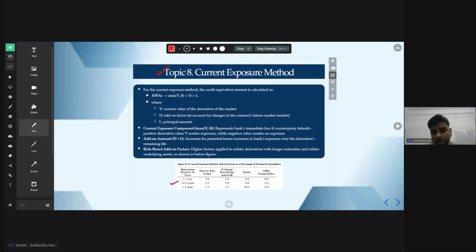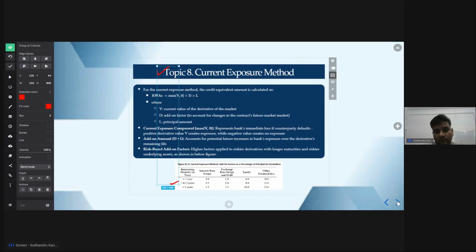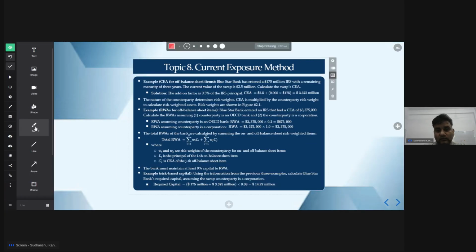When you look at the Basel requirement, Basel I required that your capital should be greater than 8% of your RWA, and that's what we need to keep in mind very clearly. So that is the calculation part. You can see here that the calculation is given in a lot of detail. The add-on factor is 0.5% of the IRS, so this is $3.375 million. The nature of the counterparty matters: OECD bank 20%, corporation 100%.